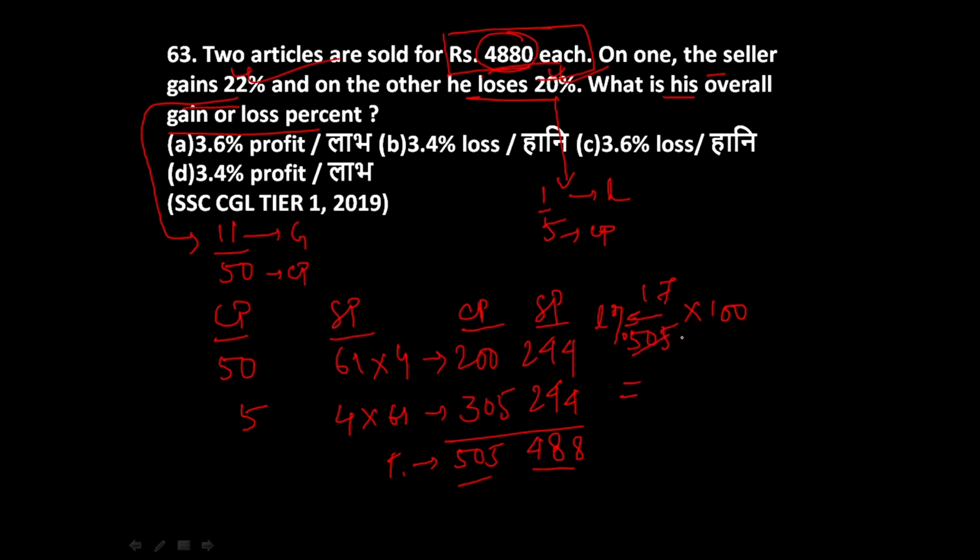So how much is it? It's 101 and 20, so it's 340 upon 101. It will be nearer to 3.4% loss. Because if it would have been 100, it would be 3.4. So it's nearly 3.34 something, like that. So it will be 3.4.